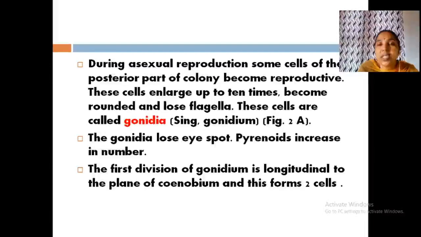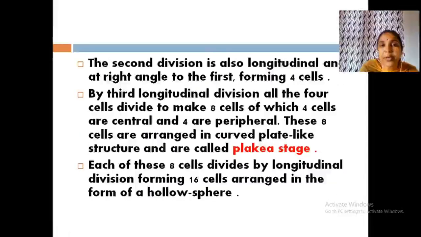Clear? Okay. Now the gonidia lose the eye spot, and their pyrenoids also increase in number. Then the first division of the gonidium is longitudinal, in the plane of the colony. Longitudinal division, 2 cells are formed. Okay. Then again another division, 4 cells are formed. Then 8 cells, then 16, likewise.